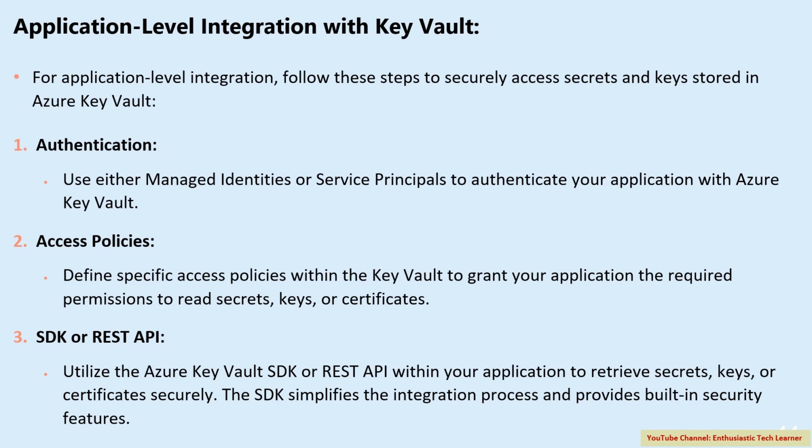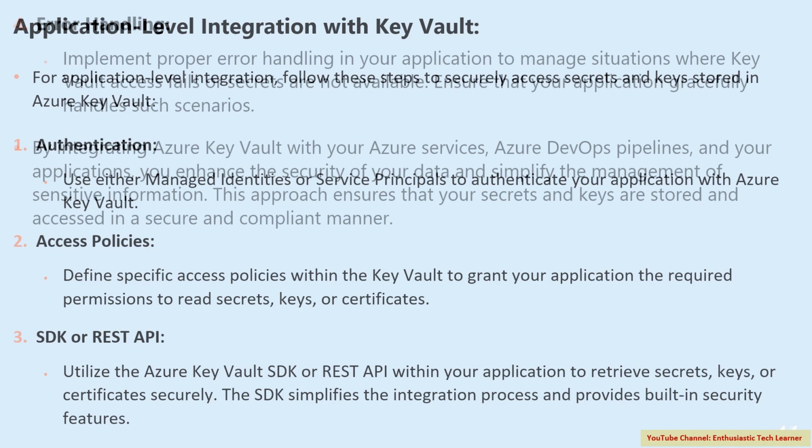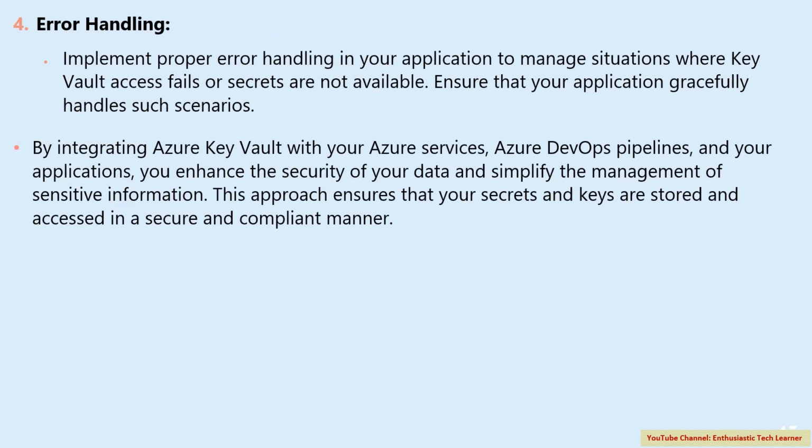SDK or REST API. Utilize the Azure Key Vault SDK or REST API within your application to retrieve secrets, keys, or certificates securely. The SDK simplifies the integration process and provides built-in security features. Error handling. Implement proper error handling in your application to manage situations where Key Vault access fails or secrets are not available. Ensure that your application gracefully handles such scenarios.